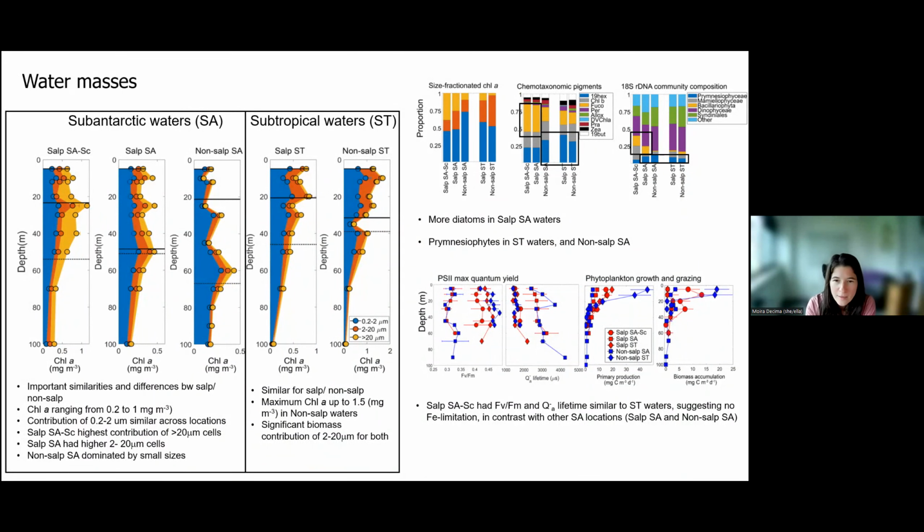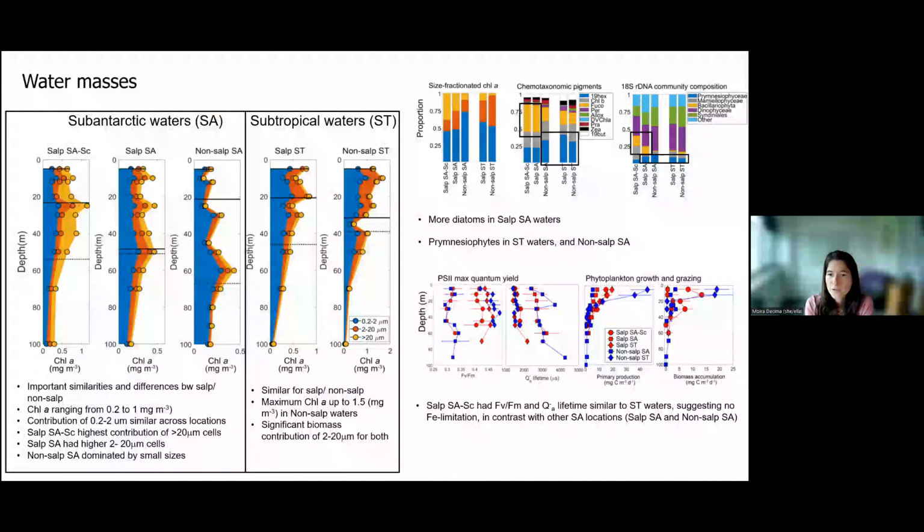And hopefully you can see that the 3 cycles that aggregate together are the 2 subtropical cycles and the Salp SASC, which is our nearshore salp location. Those 3 locations didn't have a whole lot of evidence for iron limitation or iron stress, whereas our 2 salp subantarctic locations did show evidence of iron stress.